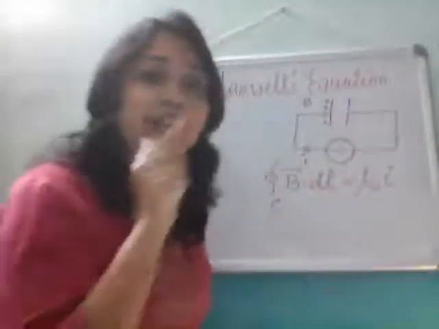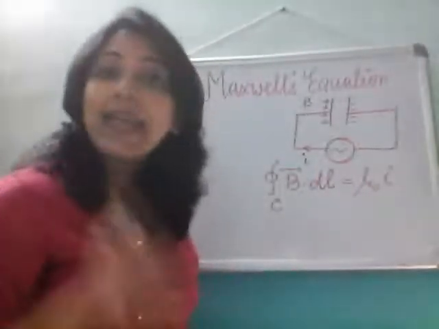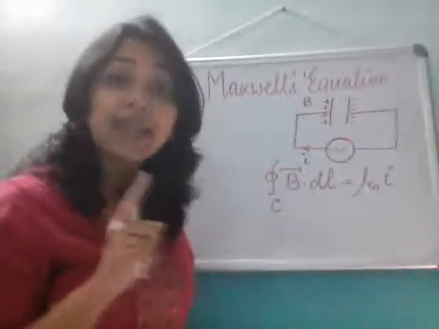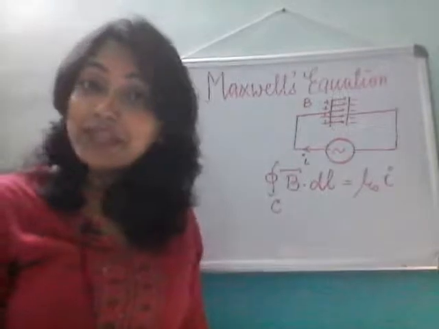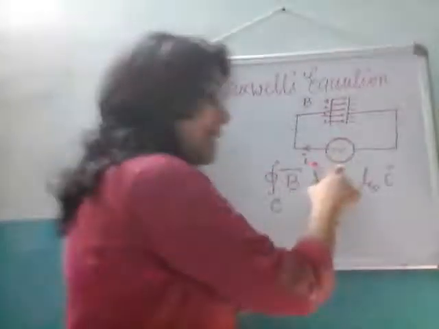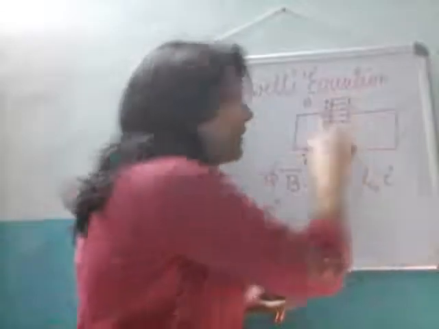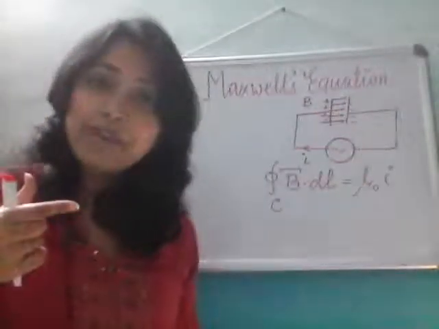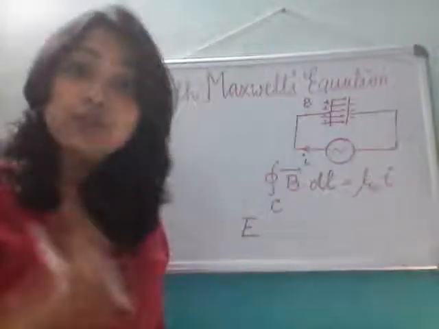Fine. Now if at one fraction of a moment this plate is positive and this plate is negative, can I not say that an electric field will be produced within the capacitor plates? An electric field will be produced, and we draw the direction from positive to negative, which means this voltage has produced an electric field inside the capacitor.